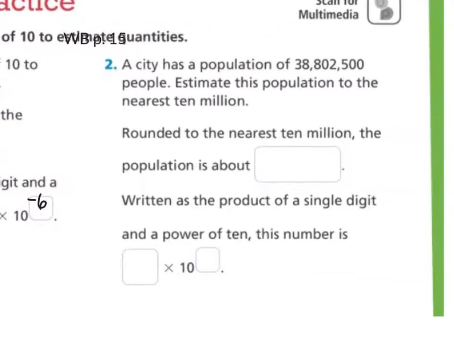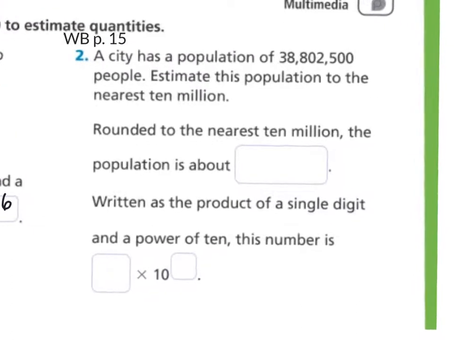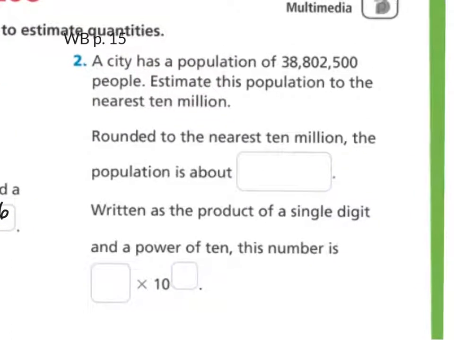If we look at number 2, a city has a population of 38,802,500 people. Estimate the population to the nearest 10 million. So this is between 30 million and 40 million. After the 3, there's an 8, so that means we're going to round up. It's closer to 40 million.